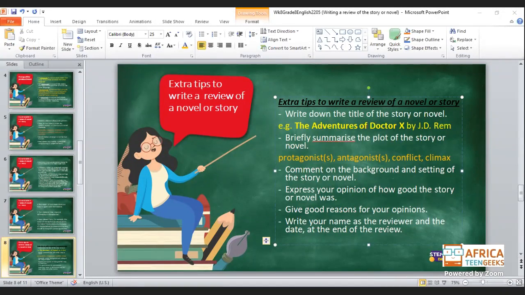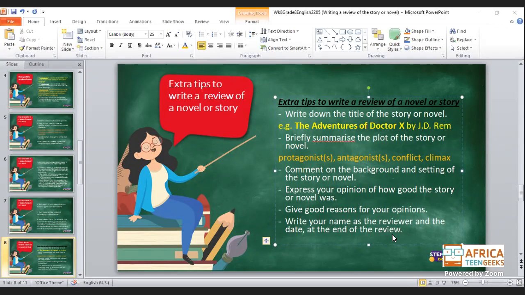So those are some of the things that you really need to be writing about, and you really need to have them in mind. After that, at the end of your review, you may write your name as the reviewer. Remember, when you write this review, you are not just the learner, now you are also a reviewer. Therefore, it is excellent for you to write your name as the reviewer as well as the date, at the end of the review.